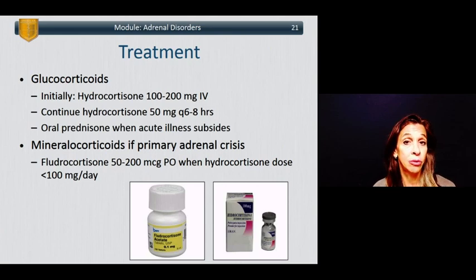Fludrocortisone in doses of 50 to 200 micrograms orally can be given if the hydrocortisone dose is less than 100 milligrams per day. High-dose hydrocortisone will also have mineralocorticoid activity, and so fludrocortisone is not necessary if high-dose hydrocortisone is being given.